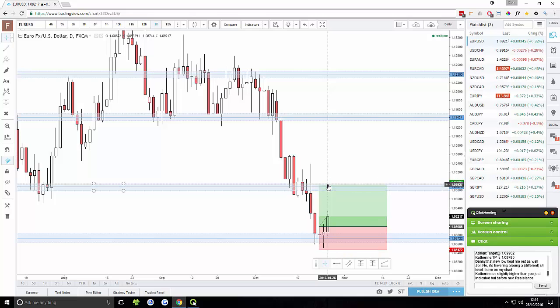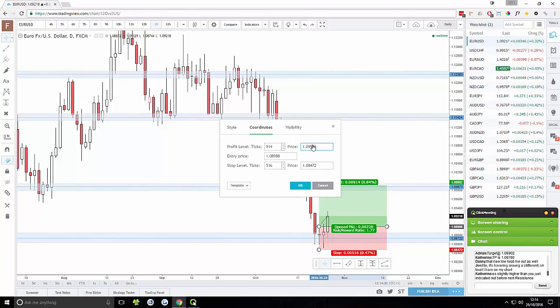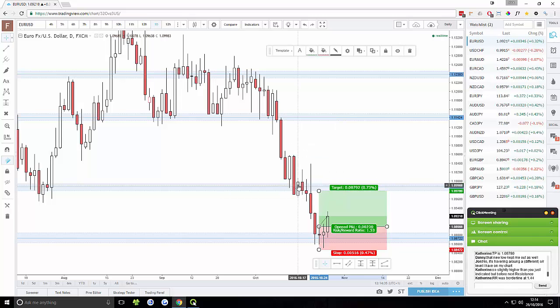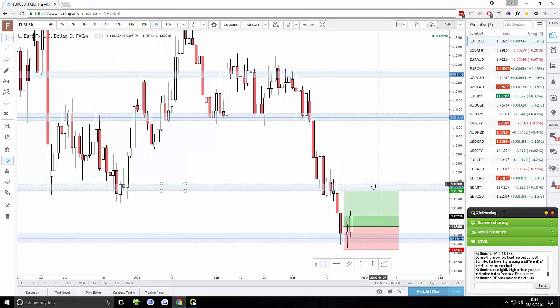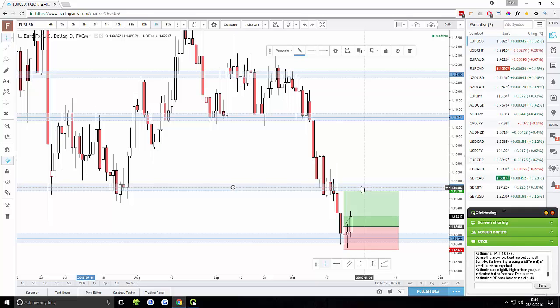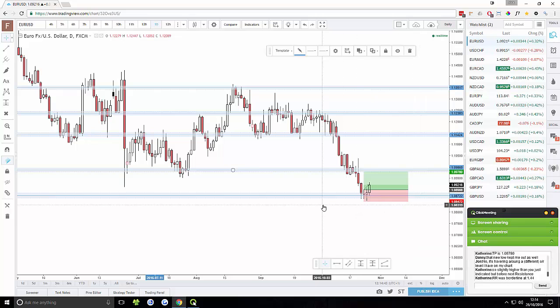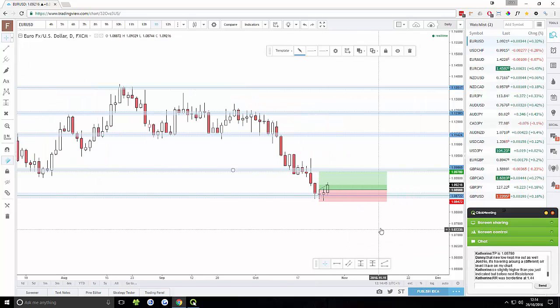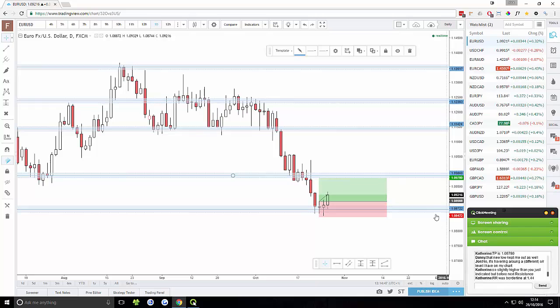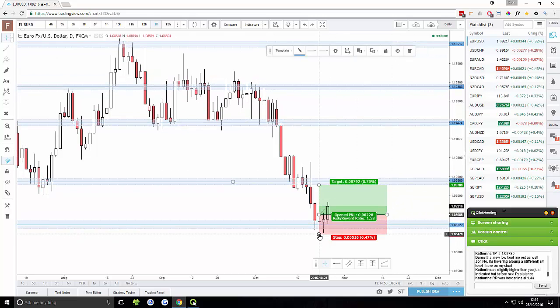All right. So Adrian, your target is a tad high in my opinion, because it's towards the high side of this resistance area. Yeah, I would say Catherine's target's much safer, but don't change your trade because of that.